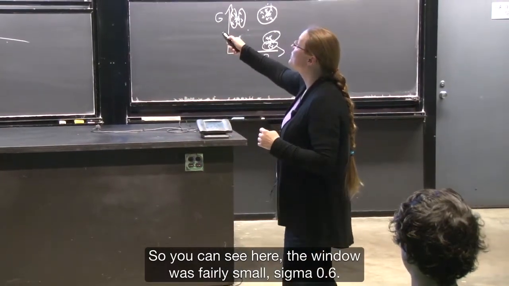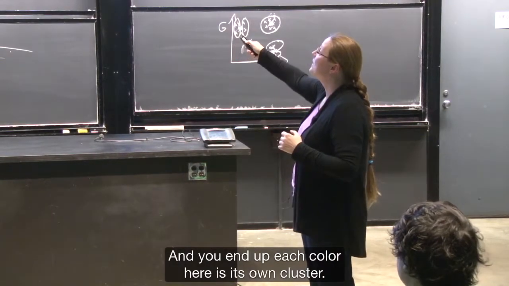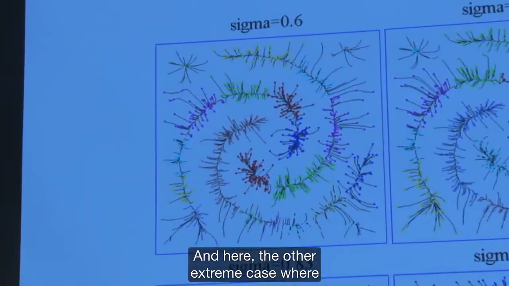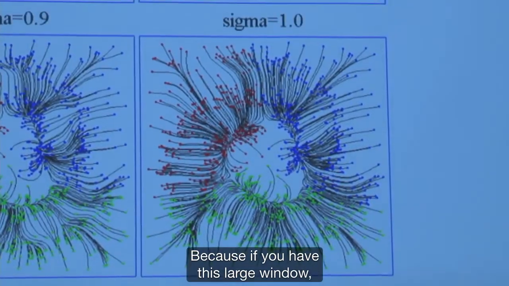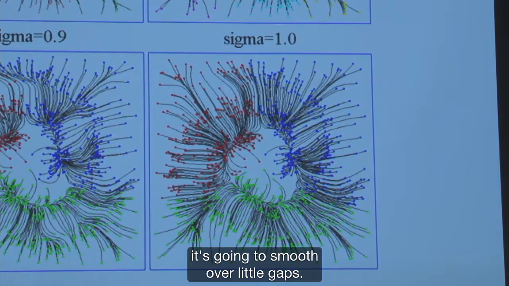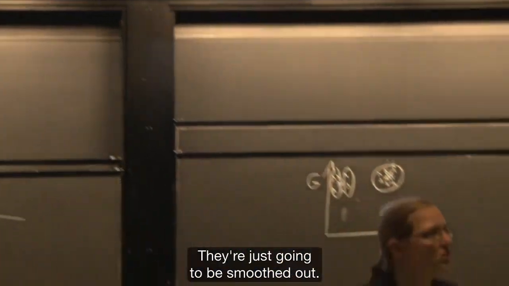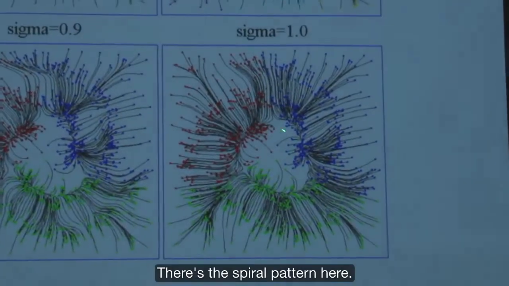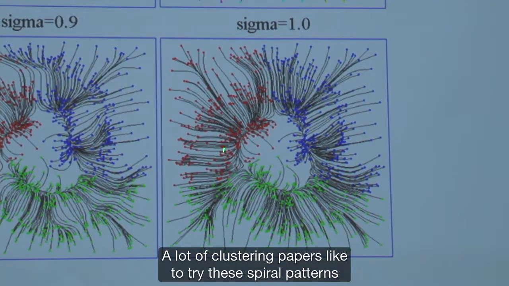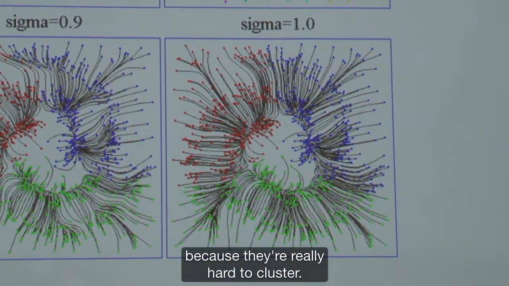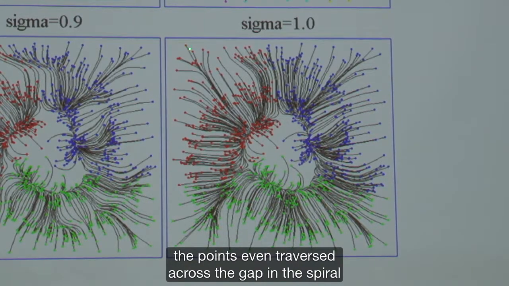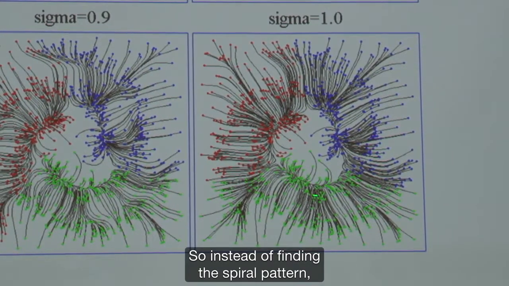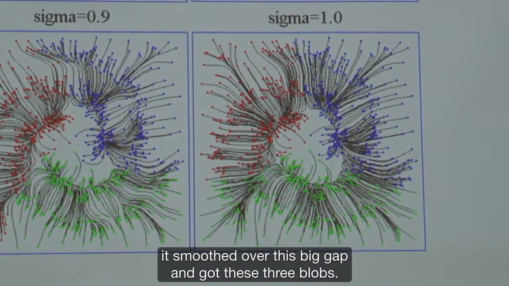You can see here the window was fairly small, sigma 0.6, and each color here is its own cluster. So you get a high fragmentation of all your points. Here is the other extreme case, where the window was fairly large. A large window is going to smooth over little gaps in your point distribution. The window keeps shifting, and you can see all these points now even shifted across. There's the spiral pattern here. A lot of clustering papers like to try these spiral patterns because they're really hard to cluster. Because the window was so large, the points even traversed across the gap in the spiral to the same cluster here. So instead of finding the spiral pattern, it smoothed over this big gap and got these 3 blobs.